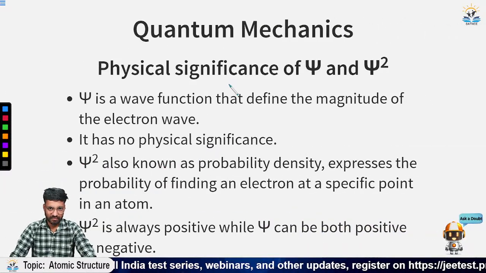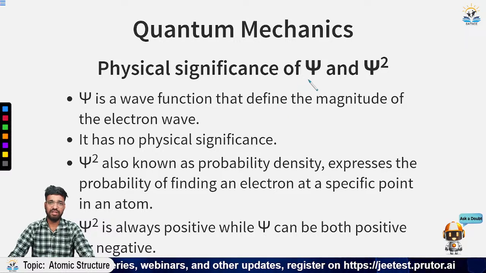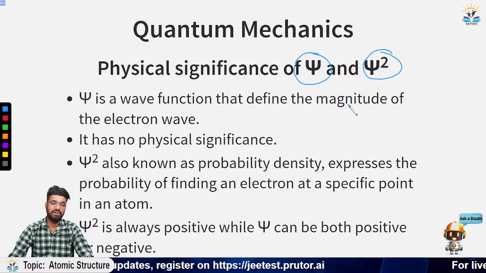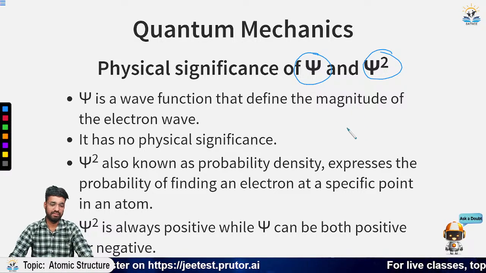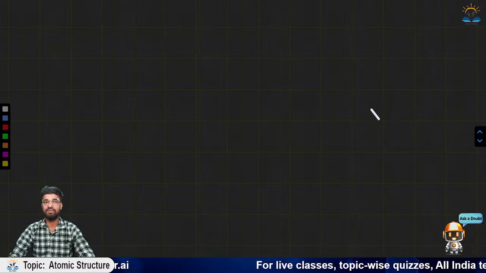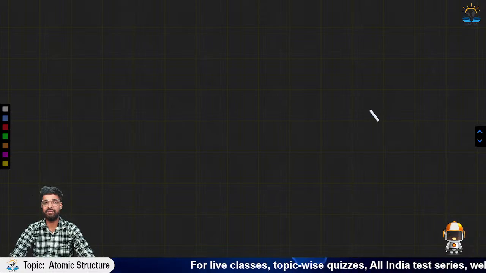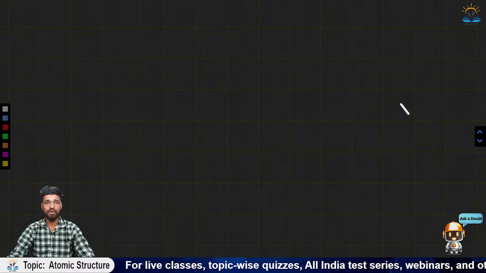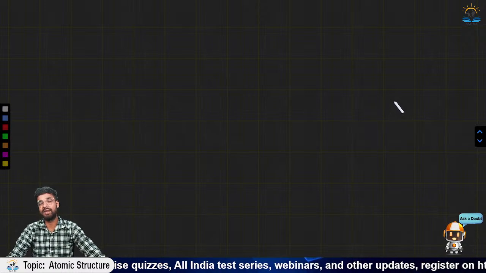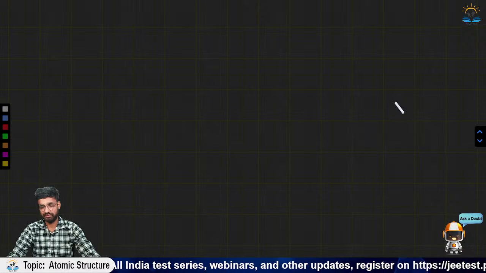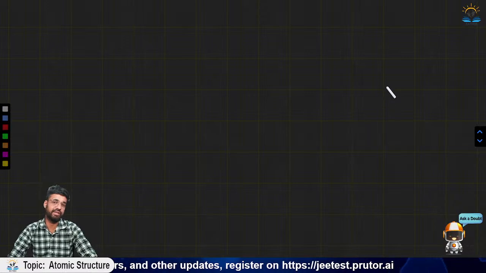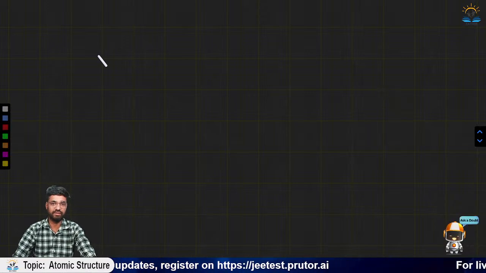Now let us first discuss this psi. What is this psi, and what is psi square? If someone asks you to explain what psi is, what its physical significance is, it has no physical significance. It does not represent anything in real life or in the electron. It does not say anything, so it is not so useful.